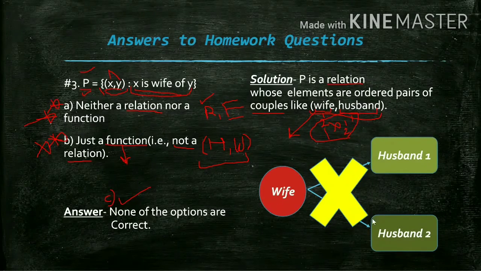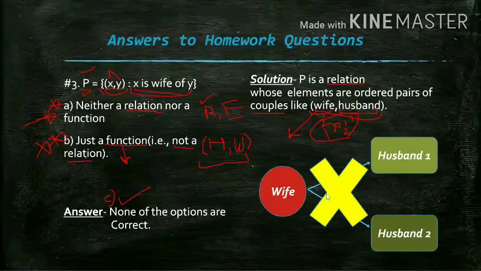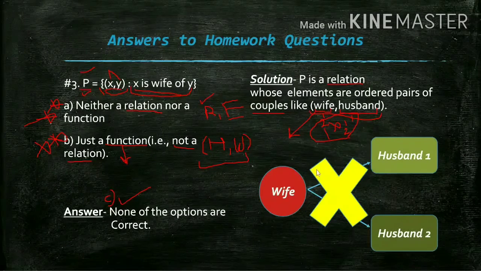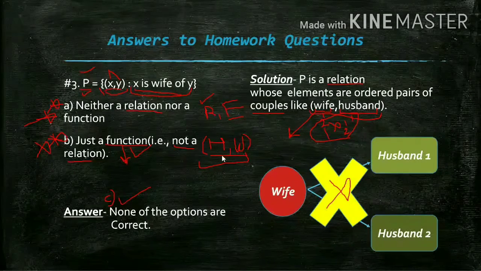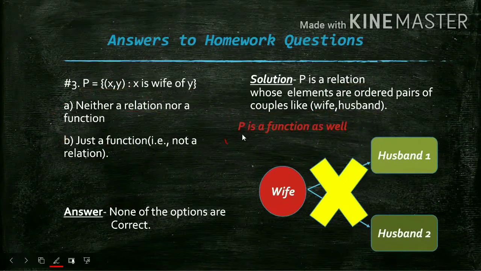right? I'm talking in general. Husband can't have two wives. Again the same thing we can see, and again it is a function. This thing will not be happening over here also. So that means if I place husband first and wife second, then it doesn't matter, it would definitely be a function. Thus, the set P is a function as well.